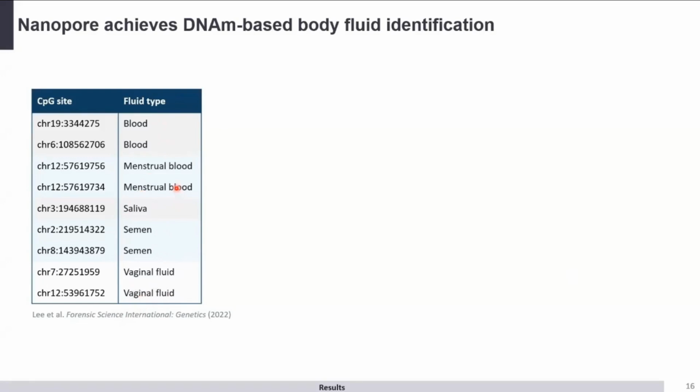This study used the SNaPshot multiplex assay and relied on the presence of positive methylation signals at 2 CpG sites for all samples except for saliva, which was based only on one single CpG site, as only one site specific to saliva has been identified. And these 9 body fluid specific CpG sites were included in our target panel used in adaptive sampling.